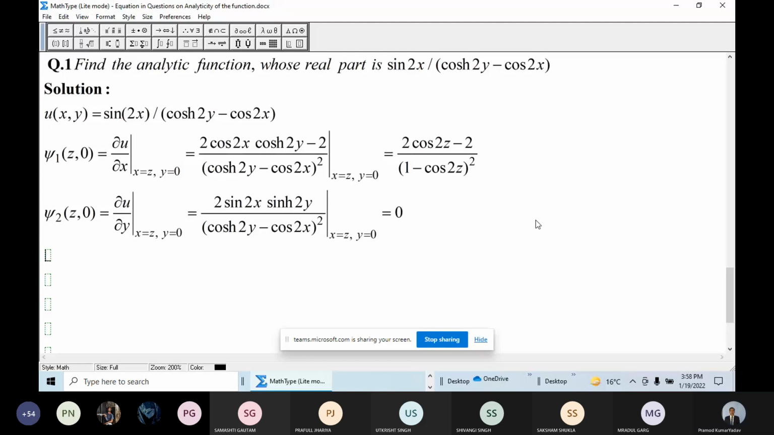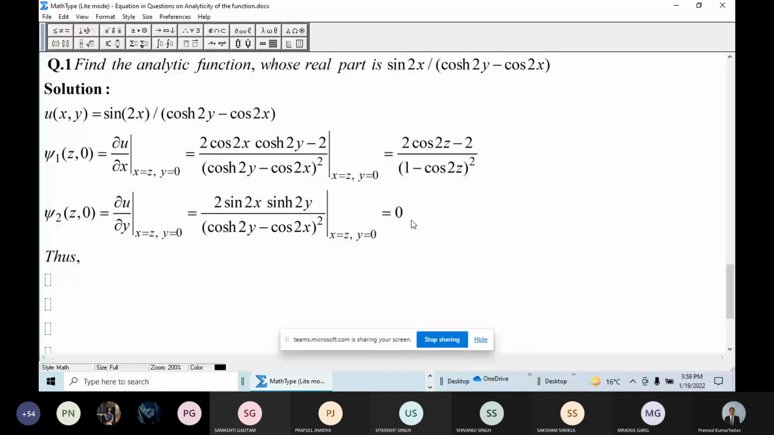Please check. Shivangi, have you calculated? Yes, sir. You may match your solution because I have calculated here. 2 cos 2z minus 2 divided by 1 minus cos 2z whole square. It is the value of psi 1. Yes, sir. And psi 2 is coming 0. Yes, that's correct.